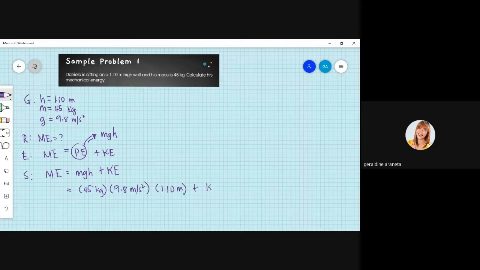Plus KE, which is not given, wala tayong given na speed. Therefore, kinetic energy will be 0. So we just have the amount of potential energy for this problem. So solve natin siya. 45 times 9.8 times 1.10, we get 485.1 joules. That is your total mechanical energy.